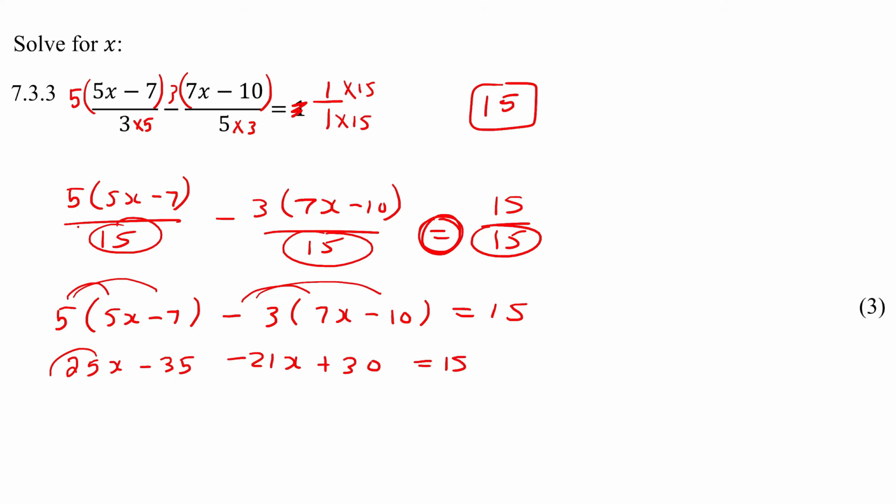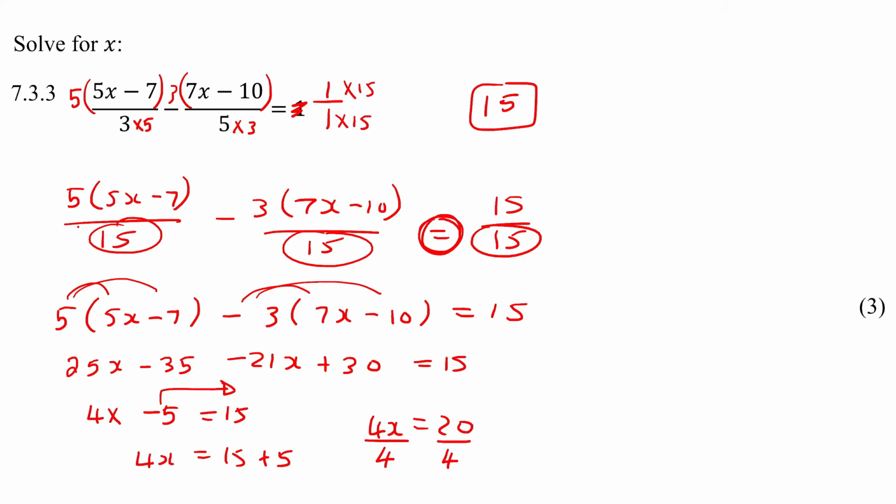Now I'm just going to combine these two together because they both have x. So 25 minus 21 is 4. I'm then going to combine these two. You don't have to do it this way. You could take them over first and then combine them. It doesn't really matter. I'm then going to take this over to the other side where it will become positive 5, because when you take things over, they change sign. And so we now end up with that. To get x alone, we divide both sides by 4 and x is 5.